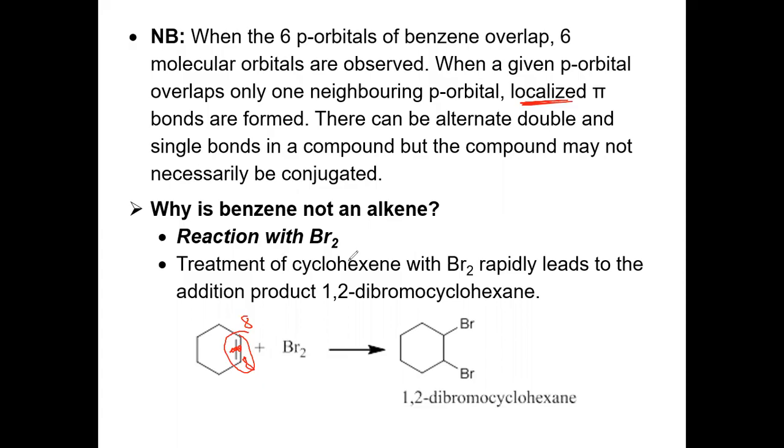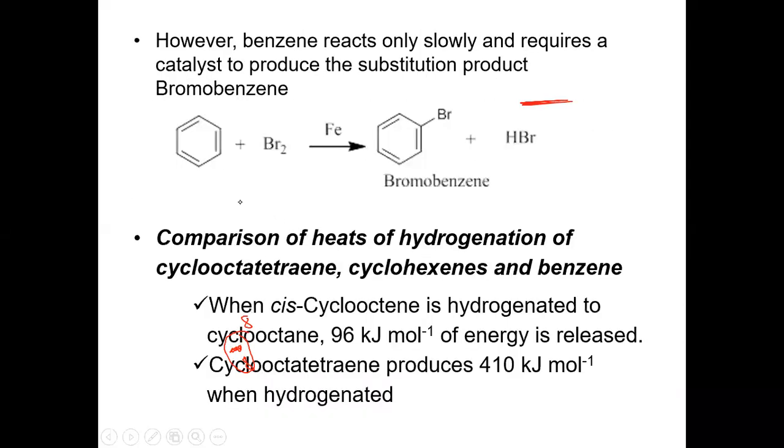So we are seeing that treatment of cyclohexene with bromine rapidly leads to an addition product. If I treat this cycloalkene, cyclohexene specifically, you get addition. The double bond will break. That is the idea we are putting across here, right? But in the case of benzene, we don't break the double bond, we form a substitution product. That is one thing that shows how benzene is not an alkene.